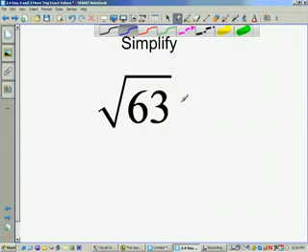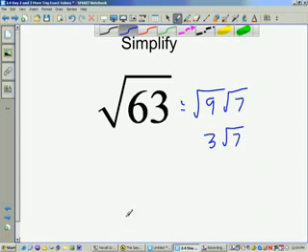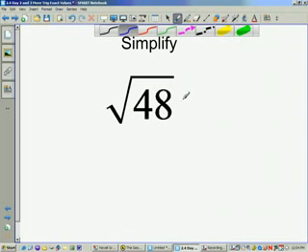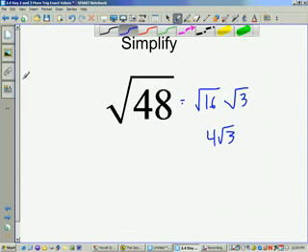If I look at the square root of 63, you can say this is the square root of 9 times the square root of 7, which would be 3 root 7. Square root of 48, this is going to be the square root of 16 times the square root of 3. So this would be 4 times the square root of 3.